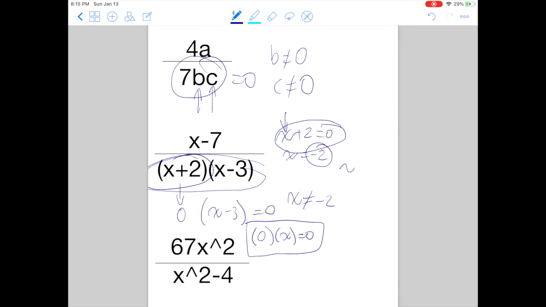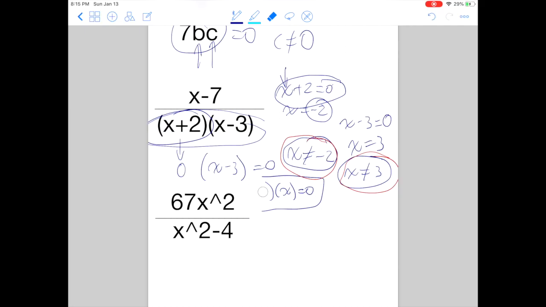For the next one, we have x minus 3 equal to 0. And we can do x is equal to 3. And from that, we can see that x cannot equal 3.